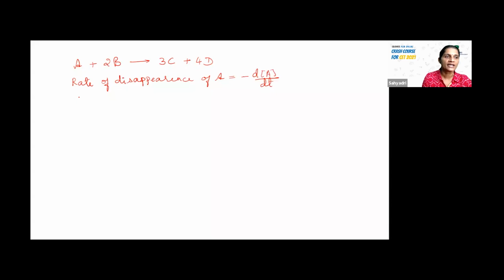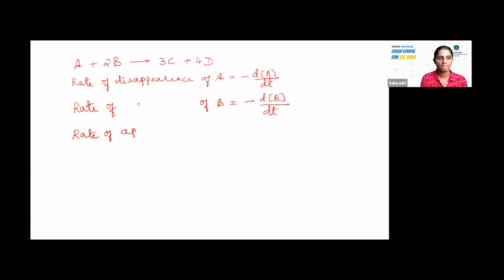Similarly, rate of disappearance of B. Look at this. Rate of disappearance of B is equal to minus d of B by dt. Is it correct? Rate of disappearance of B is minus d of B by dt. Is it correct what I have written? Is it minus half time? Should I write any stoichiometric coefficient here? No, why? Because, so I'll give simple example, okay? Or I'll write one more.